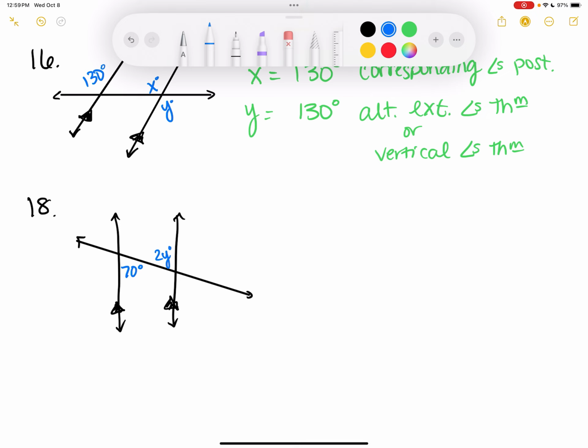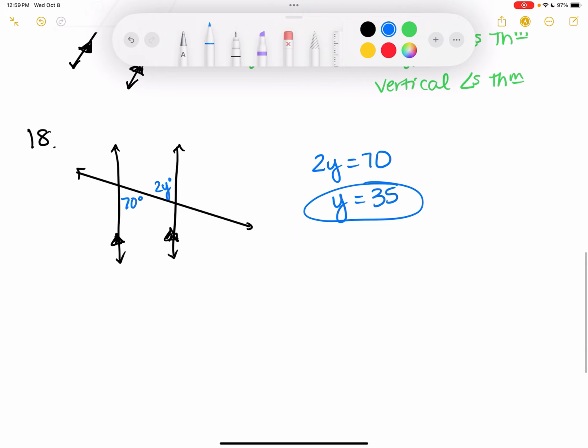What's true of these two angles? They're alternate interior angles, and what does that mean? 2y equals 70. Yep, they're congruent, so 2y is equal to 70. So what does that mean y is? 35. And again, they've already got the degree symbol, so you don't have to write it. If you do, I'm not going to mark it wrong, but that's all we're looking for on that one. 20.